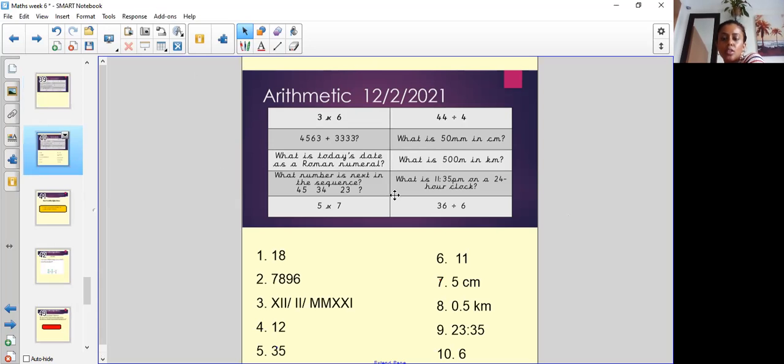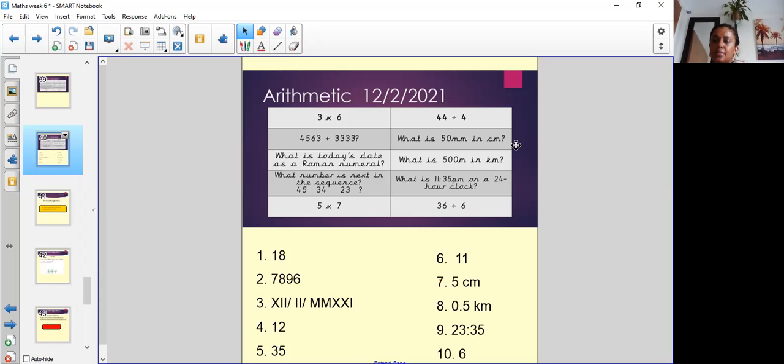So here are the answers to your arithmetic questions for today. So number 1 is 18. Number 2 is 7,896. Number 3 is XII/II/MMXXI as today's date in the Roman numeral. Number 4 is 12. Number 5 is 35.